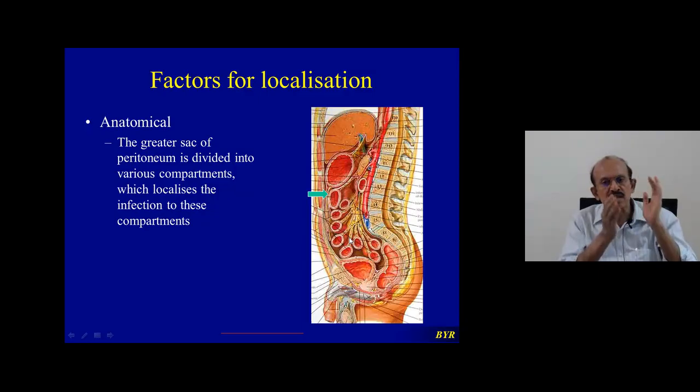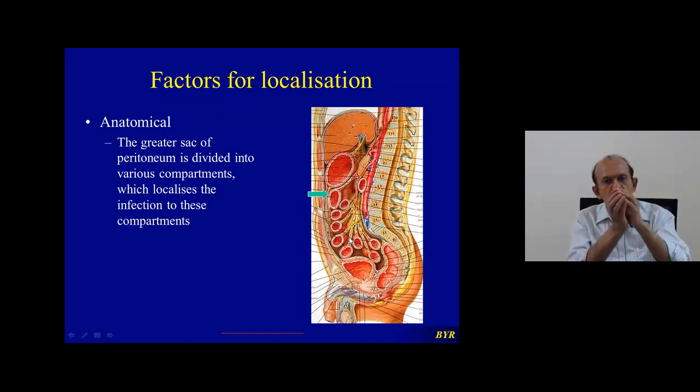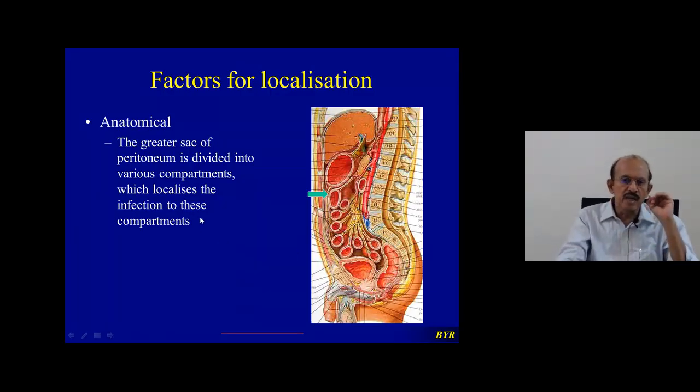These septations are making the peritoneal cavity into rooms, like about a hundred rooms. In between each bowel loop is a room or a space, so there are multiple spaces. If infection occurs in one space, it gets localized to that space. Unless the infection is overpowering, it will not spread to the other space. So the anatomical factor is localization because of the various compartments.